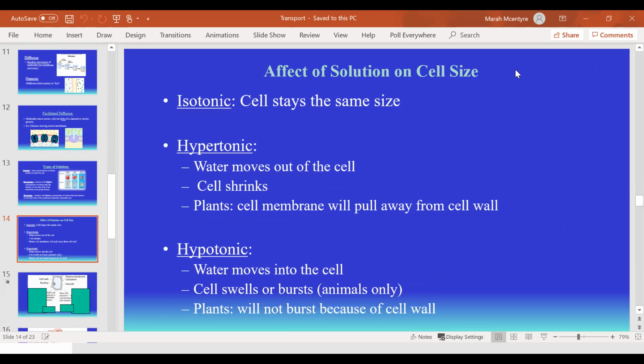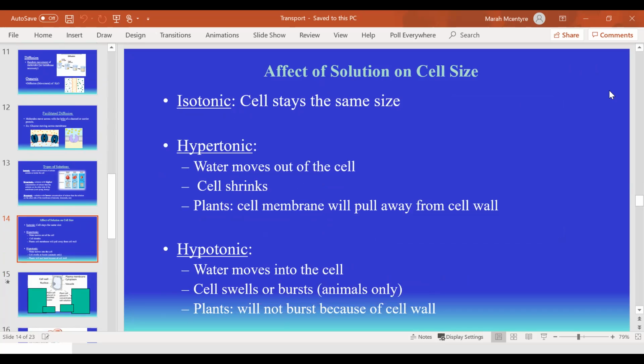Okay, the reason that this is important to our bodies is because it affects the size of our cells when they're placed in these solutions. So we're going to talk about what that does to the cell. Isotonic, again, super easy. The cell stays the same size.